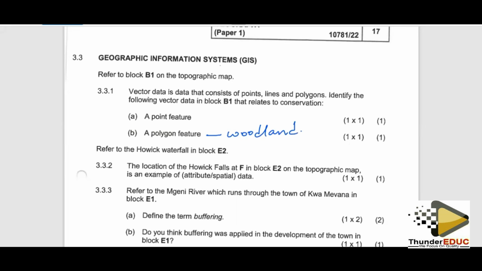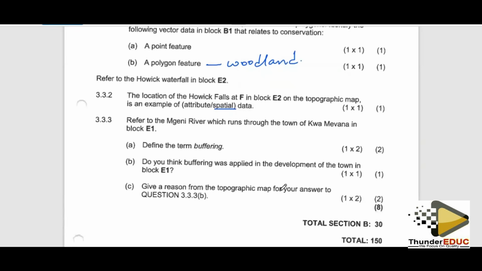Then refer to the Howick waterfalls in block E2. So they say the location of the Howick Falls at F in block E2 on the topographic map is an example. The location is going to be spatial data, because we know spatial data deals with the location of objects. So since they spoke about the location of the Howick Falls, that would be spatial data. Then 3.3, refer to the Mgeni River, which runs through the town of Kwa Mevana in block E1. Define the term buffering.